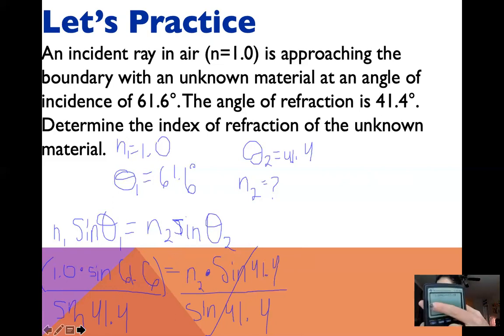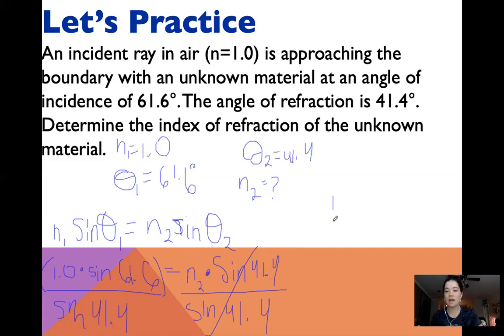Notice that I have two open parentheses, so I have to close my parentheses twice before I can move on, okay? Once I have those two parentheses closed, I can hit divided by sine of 41.4. Again, I've got one open parenthesis. I will close it to make sure I take care of all my bases, and then I can hit enter.